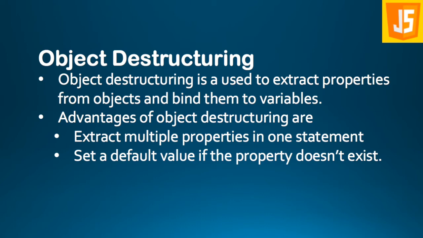Let us look at another concept, object destructuring. Object destructuring is used to extract properties from objects and bind them to variables. Advantages of object destructuring are: extract multiple properties in one statement and set a default value if the property does not exist. So again, these are tools which help make the coding much simpler, easier to read and manage. And let's look at an example as to how it works.